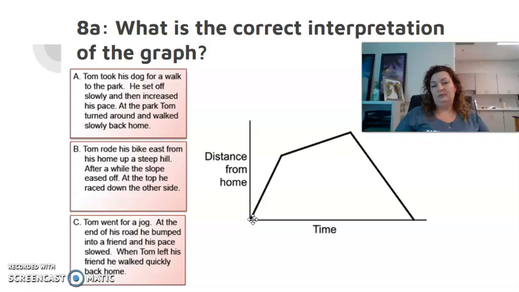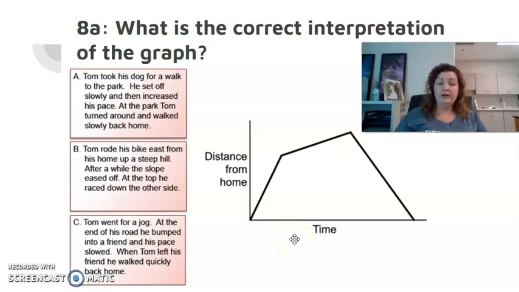Well, this line is pretty steep, right? So I already know A is not the right answer because it starts off with a walk and not a jog or a run or something that's going to be a little bit faster. So I can go ahead and cancel this one out, but we'll go ahead and read the rest. It says, he set off slowly, then increased his pace. At the park, Tom turned back around and walked home slowly.